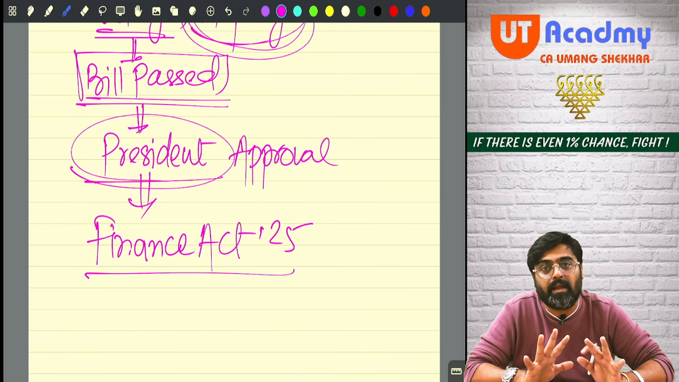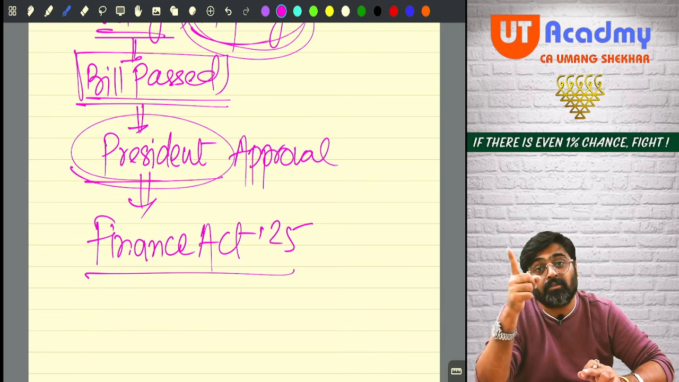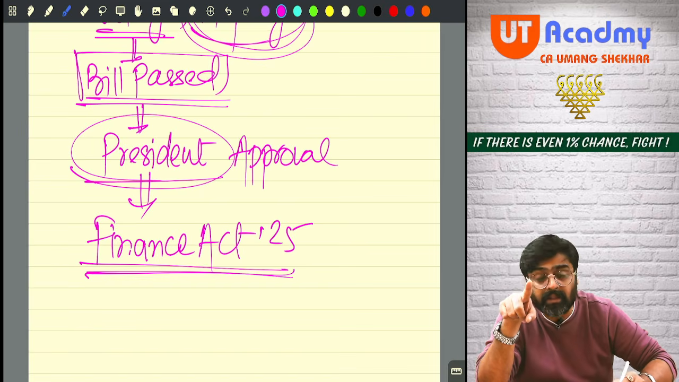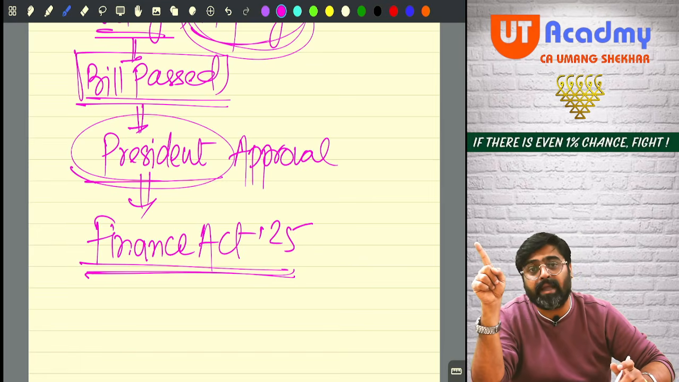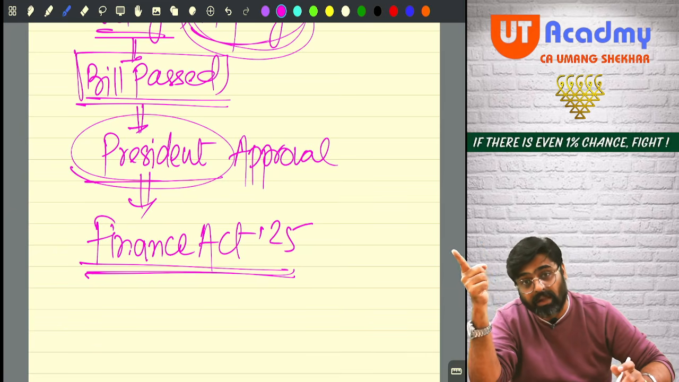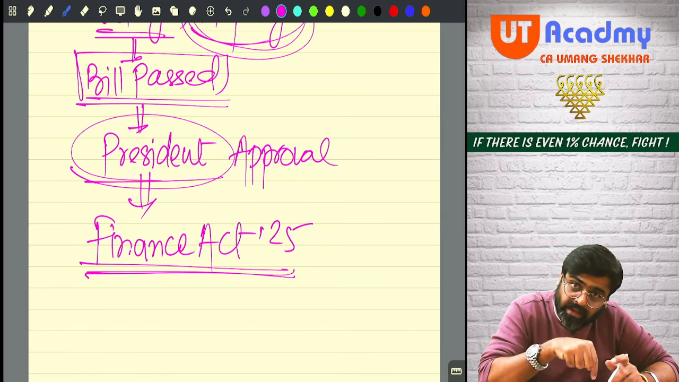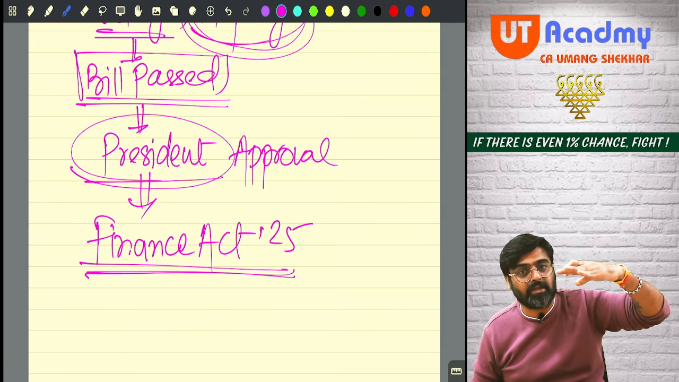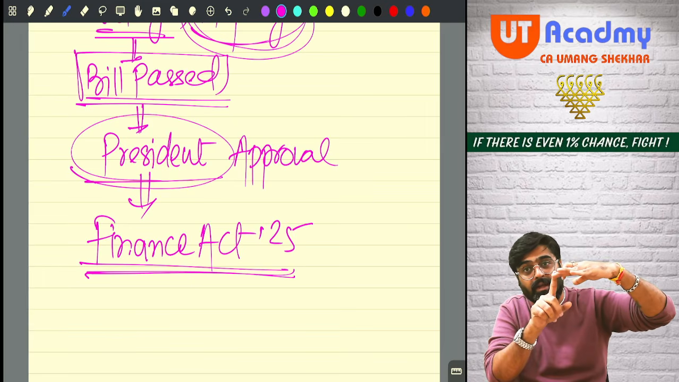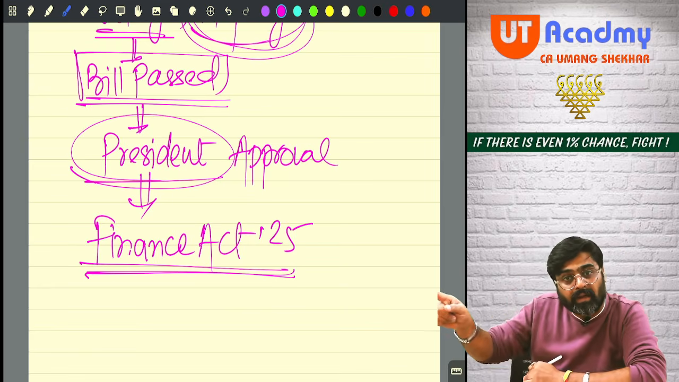Getting my point? Now tell me, don't you think that whatever changes were proposed in the Income Tax Act by the Finance Bill, those changes will now be in this Finance Act? Whatever changes were proposed in the GST law in the Finance Bill, certain changes are there in the Finance Act also. So the bill was having certain changes proposed in the Income Tax Act. Out of these changes, some were approved and now they are part of the Finance Act, no?